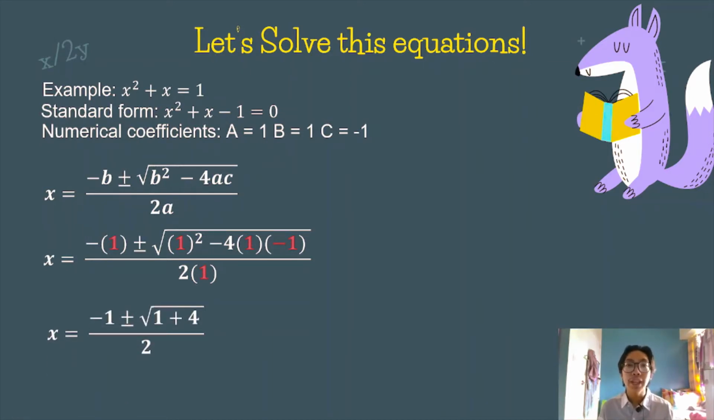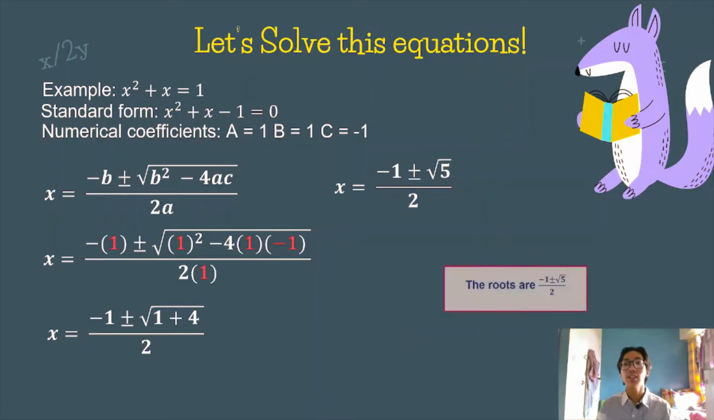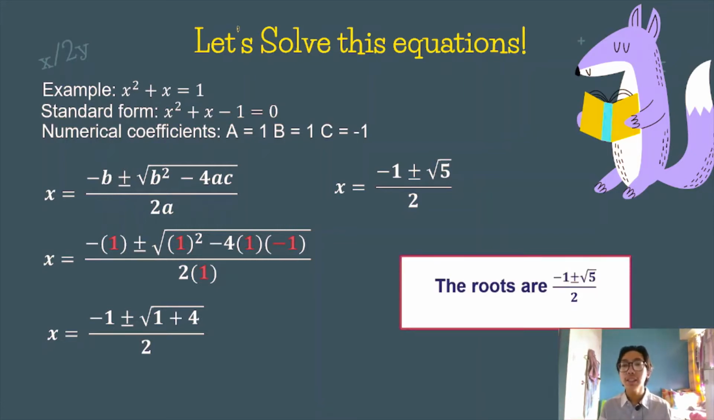So, negative times 1 is of course negative 1, the square of 1, then 1 times negative 1 times negative 4 is of course positive 4. Then 2 times 1 is 2. Then we just need to add inside the square root, which is 1 plus 4. Now we can see inside the radical is 5, which is a prime number. In this case, when the radical contains a prime number, you don't need to solve it anymore. You just leave it as it is. So, the roots are negative 1, plus or minus the square root of 5, all over 2.